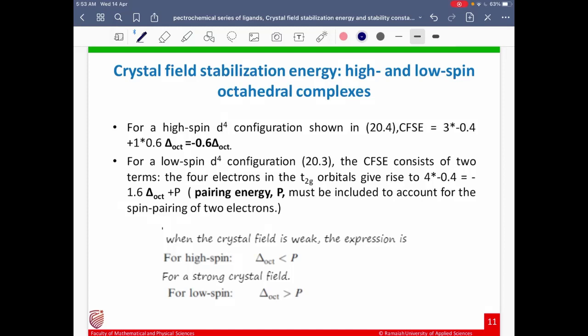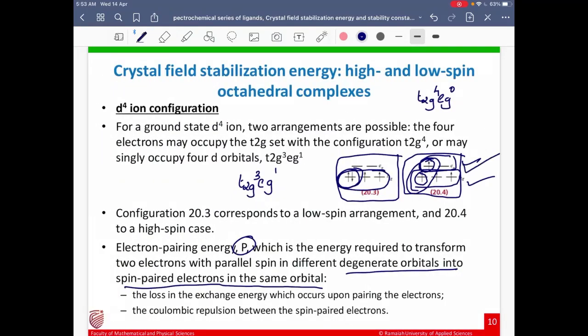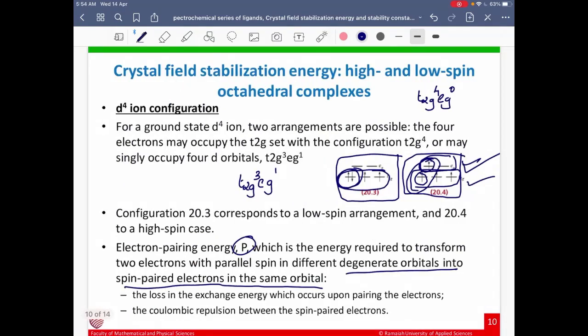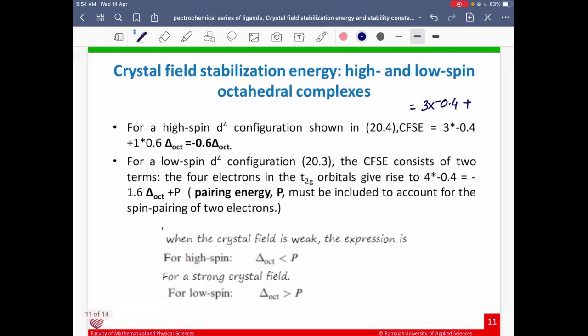Now, we continue with crystal field stabilization energy. For a high spin d4 configuration, as in the case of 20.4, that means t2g3 eg1 configuration, CFSE will be calculated as follows. Because 3 electrons are in t2g, it is 3 into minus 0.4 delta octahedral. 1 electron is in eg, and we know that an eg electron has an energy of plus 0.6 delta octahedral, so it will be plus 1 into 0.6 delta octahedral. So the value will be minus 0.6 delta octahedral.